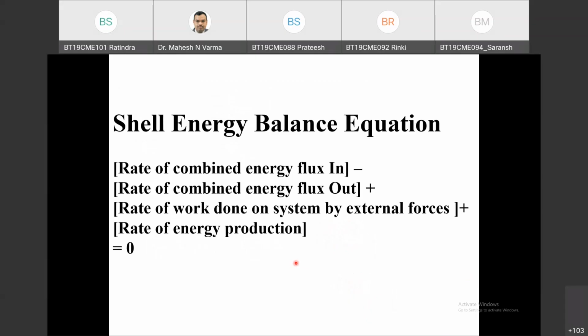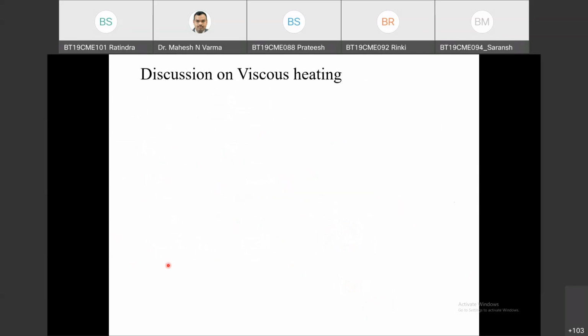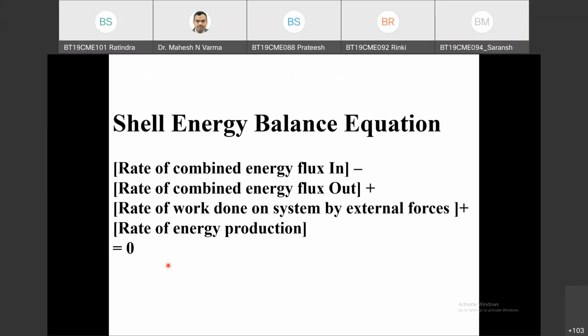So for steady state problems, whenever there is convection, we'll be using this shell energy balance equation. Rate of combined energy flux in, minus rate of combined energy flux out, plus rate of work done on the system by external forces, plus rate of energy production, equals 0. With this, we'll start our discussion on the next problem.